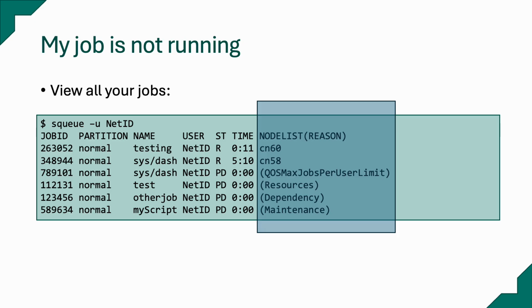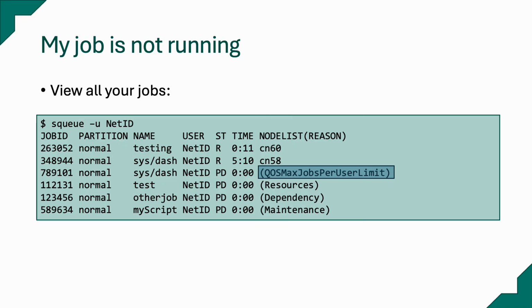It will show either the list of nodes where the job is running or the reason why the job is queued if it's not running. Here we can see a few common reasons why a job might be seated in queue. QoS max job per user limit indicates that you reached the number of running jobs allowed per user for the corresponding partition, and that the job must wait until other jobs in that partition finish running.